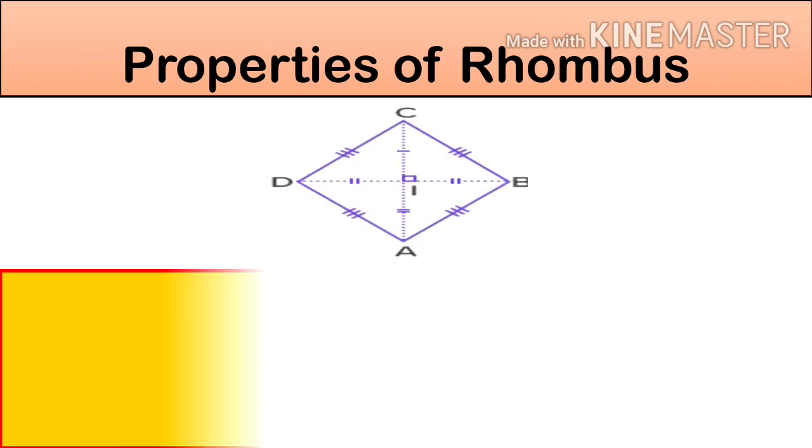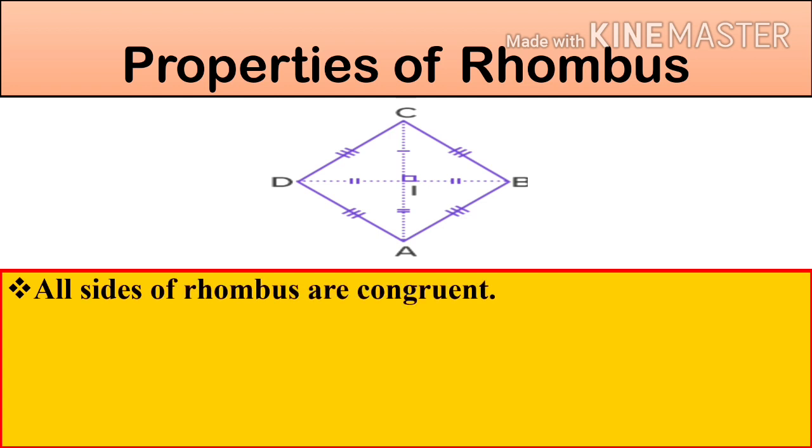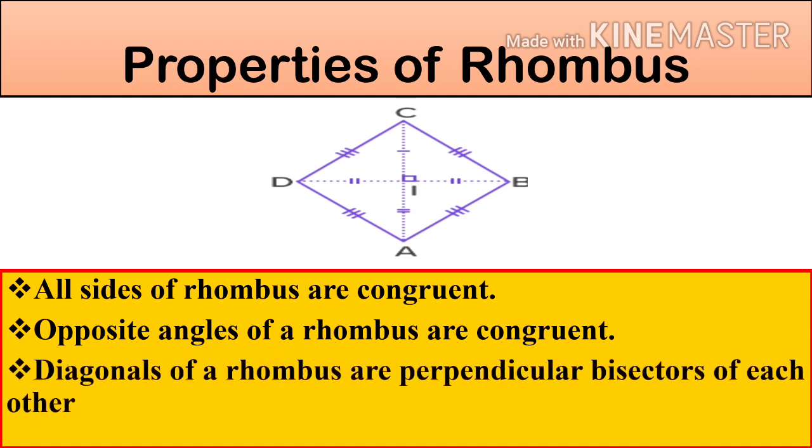The first property in a rhombus, all sides of a rhombus are congruent. The opposite angles of a rhombus are also congruent. The diagonals of a rhombus are perpendicular bisectors of each other. So here they are only perpendicular bisectors, they are not congruent.